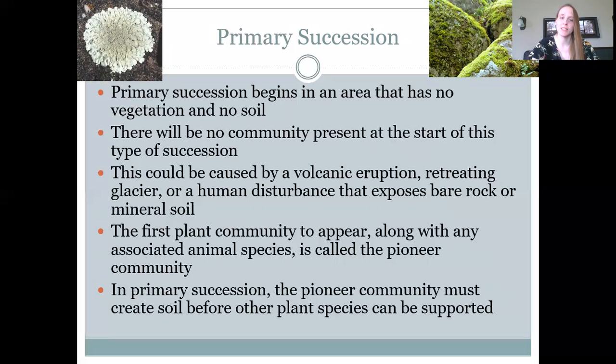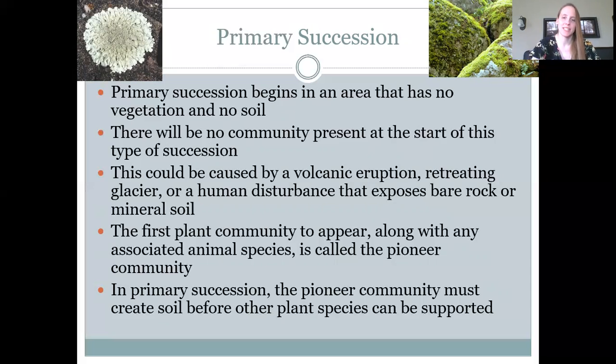Another one is a retreating glacier. So because of climate change, we have a lot of glaciers that are retreating or melting right now. And as those glaciers melt, they're going to expose bare rock underneath or mineral soil, but it's not going to be any soil that can grow plants. And then the last one that usually results in primary succession is a human disturbance that exposes bare rock or mineral soil. So for example, like an open pit mine or something like that.